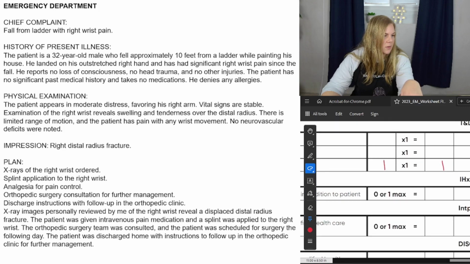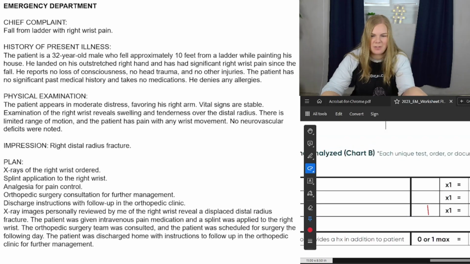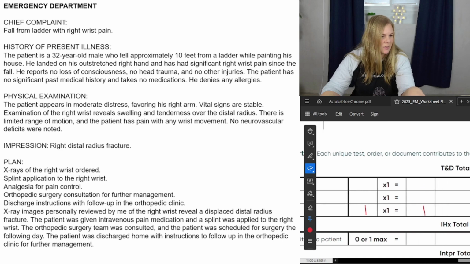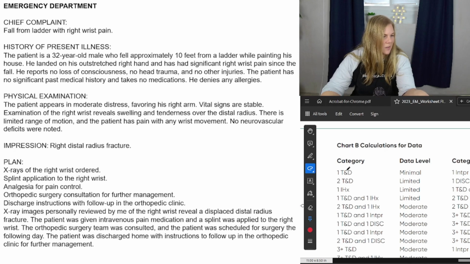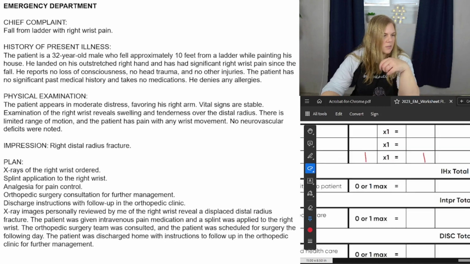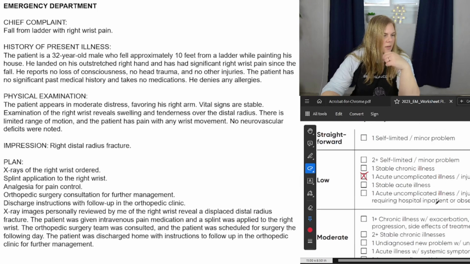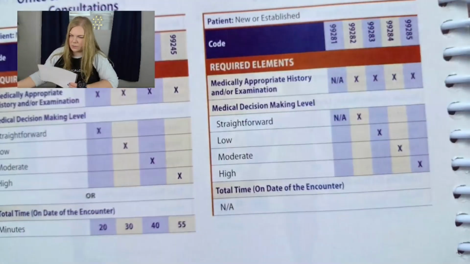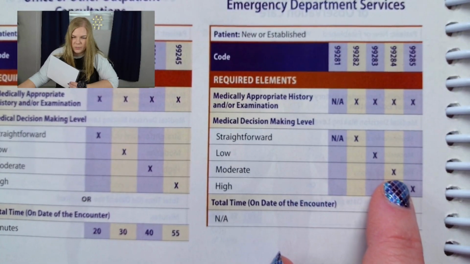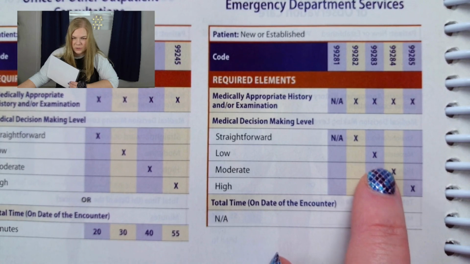So let's see here. We've got 1.1, the overall one. Where does that take us? Let's see. So it looks like they count this as the T and D category. And it says here under their little grid that one T and D is minimal. So we have minimal data, we have moderate risk, and low complexity. Now, if we take a look at our emergency department grid in our CPT book, then we didn't get 2 in the moderate category in order to get it to a 99284, but we did at least meet a 99283.